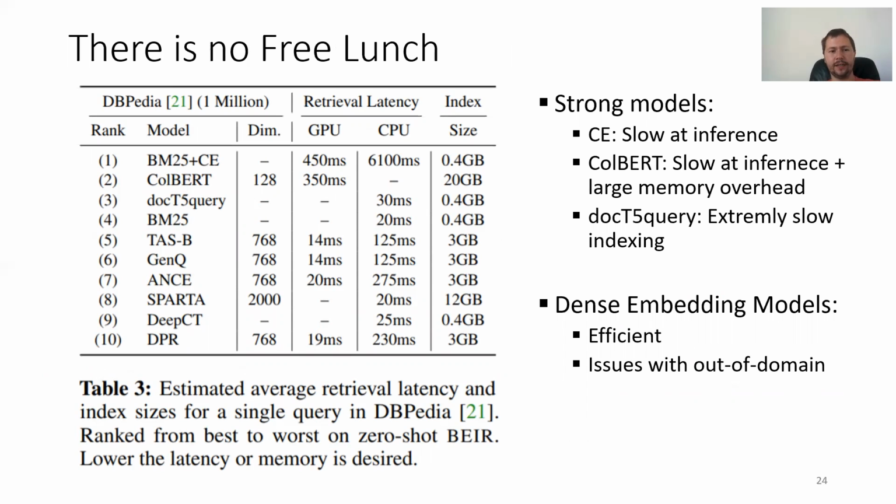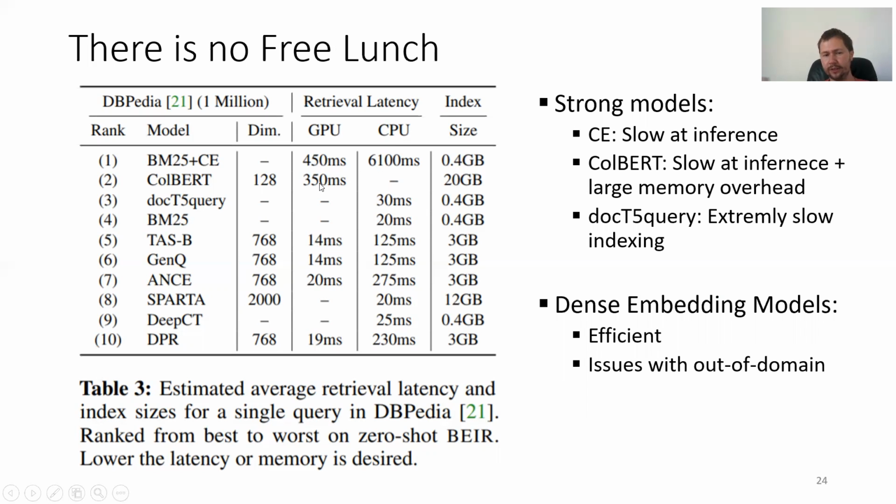So what we said is that the cross-encoder, Doc-T5-query and ColBERT perform really well compared to single vector embedding models, but there are downsides. The cross-encoder, for example, has the downside that it's really slow at inference. If you have a GPU, you have a latency of 450 milliseconds compared to an embedding model, which has just, for example, 40 milliseconds.